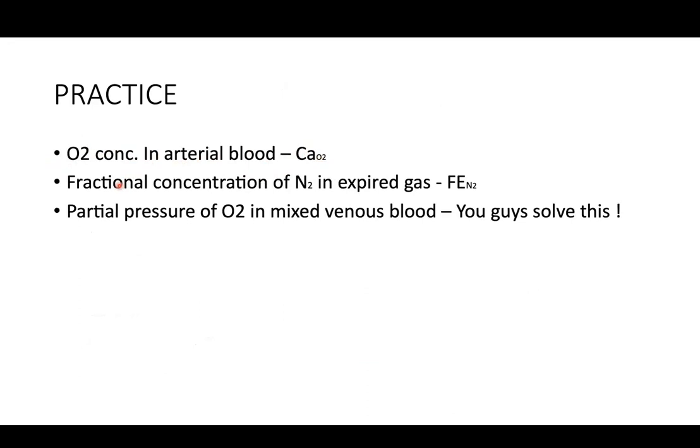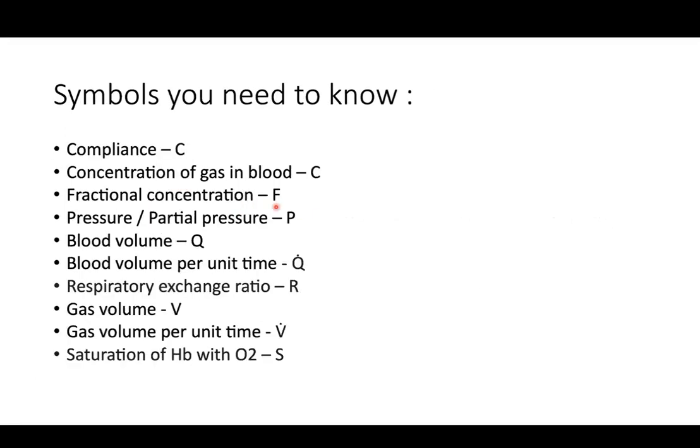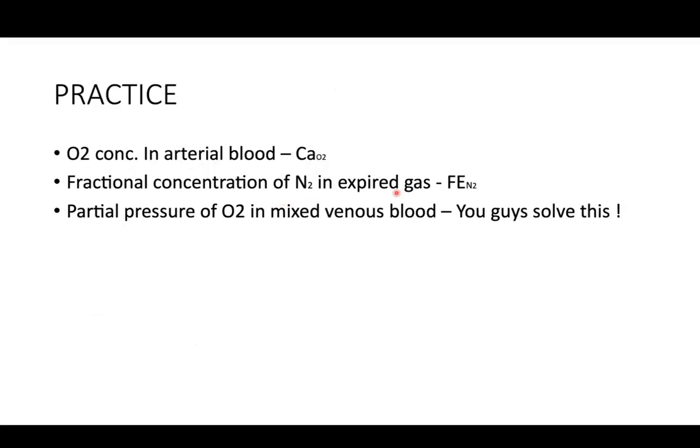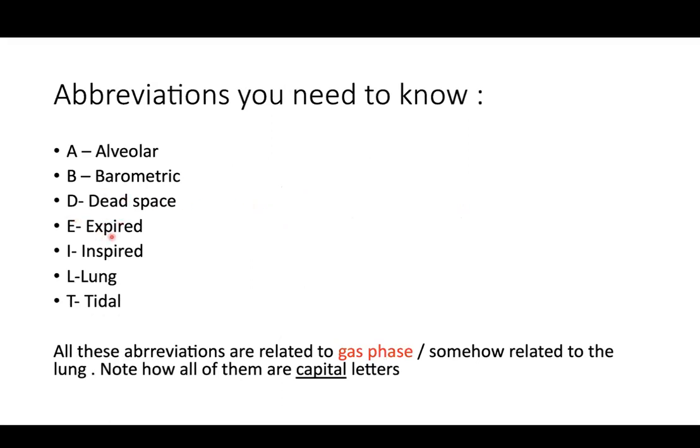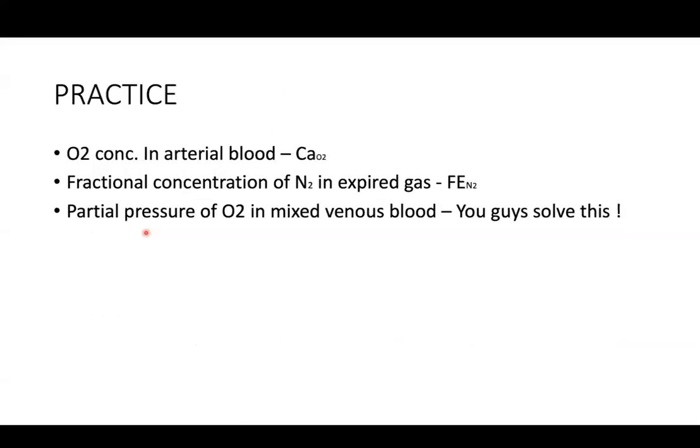Another example is a fractional concentration of nitrogen in expired gas. Now, there's a lot to take in, but let's break it down. Fractional concentration is F, and it was over here. Expired gas is E. Where was it? Okay, here, expired gas, E. And then N2 is just the gas that's expired. So FeN2 would be fractional concentration of nitrogen in expired gas. And don't worry about it. It might seem very difficult right now to learn all of these small letters, but once you go through the lecture, you won't even need to learn it because it's mentioned many, many times.